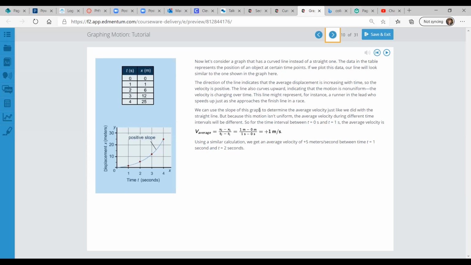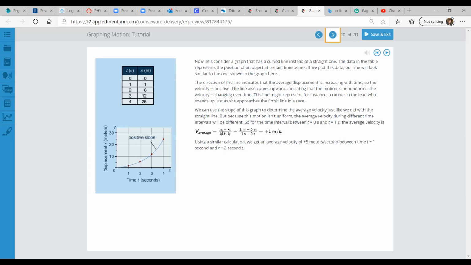You can use the slope of this graph to determine the average velocity, just like we did last time. But because it's not uniform, because this line is not straight, the average velocity during different time intervals will be different. So this is the average. Sometimes the object will be going faster than this, and then sometimes it's also slower. So the average is in between the highest velocity and the lowest velocity.